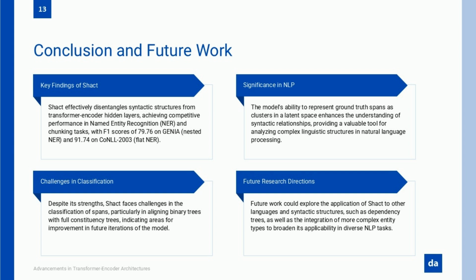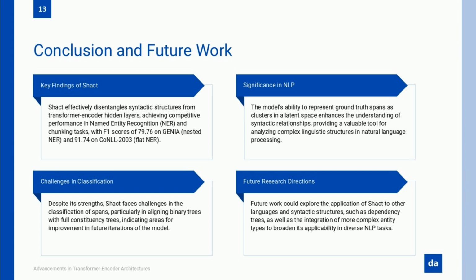The researchers' work effectively disentangled syntactic structures from the hidden layers of transformer encoders, unlocking a new level of understanding in natural language processing. SHACT excelled in named entity recognition, NER, and chunking tasks, achieving F1 scores of 79.76 on Genia for nested NER and 91.74 on CoNLL 2003 for flat NER. For chunking, it reached an impressive 96.61 F1 on CoNLL 2000. These numbers represent more than just benchmarks. They're proof that SHACT wasn't just another model. It was a bold attempt to bridge the gap between surface-level understanding and the deeper complexities of language.